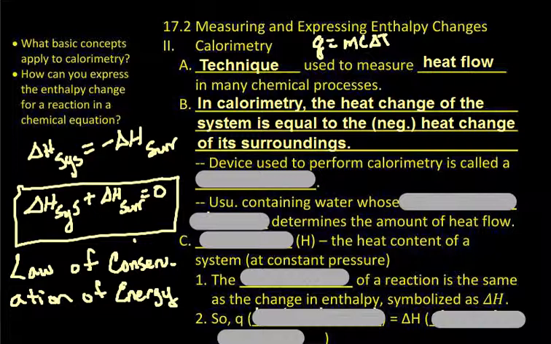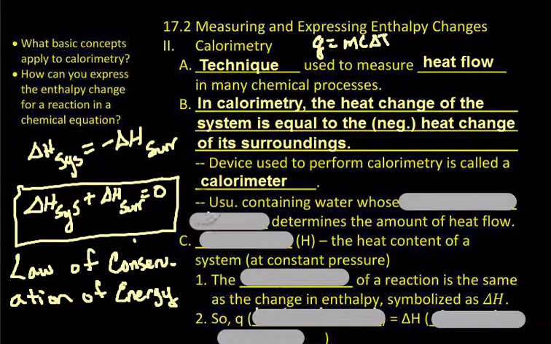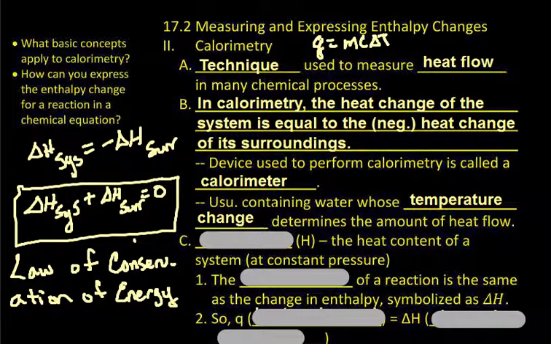All right, now when we do this, we use a particular device, and the device that we use to perform calorimetry is the cleverly named calorimeter. So we use a calorimeter to perform calorimetry. And it usually contains water, whose temperature change determines the amount of heat flow, which sort of makes sense. So the Q equals mc delta T of the water is going to tell us what our change in heat is.